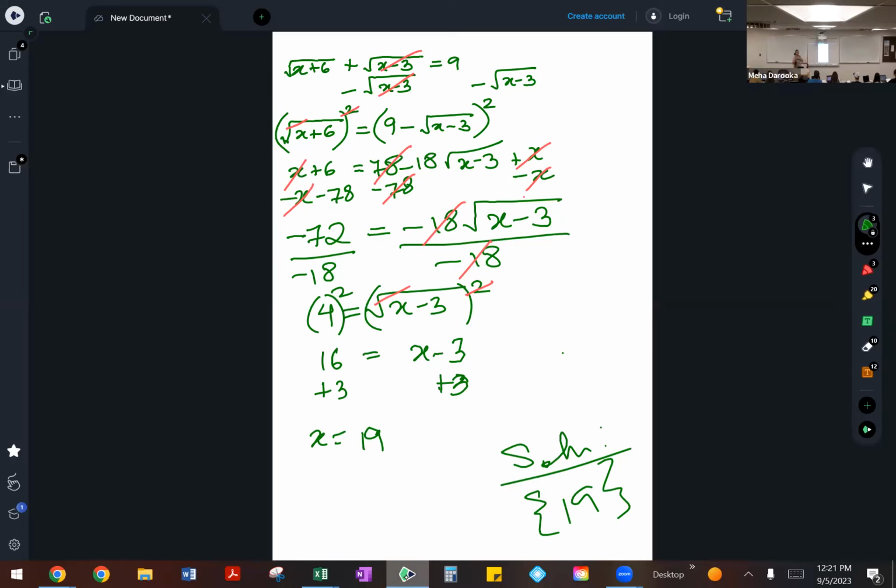Just be patient with this one. I mean, as you can see, it does take a little bit of cleaning up and getting down to that final answer. Just keep in mind, obviously in this example, the solution worked out. But if we hadn't gotten that true statement, 9 equals 9 when we checked, we would have basically ended up saying there's no solution to this.